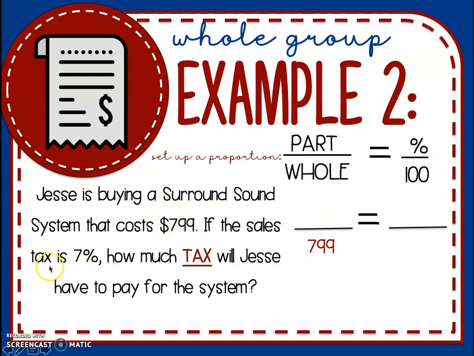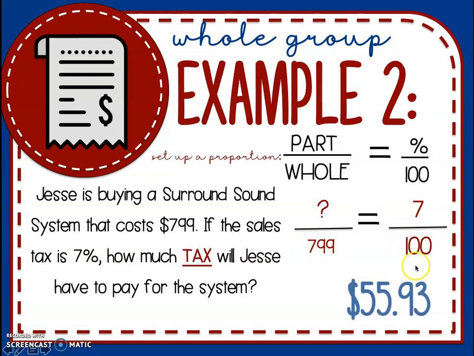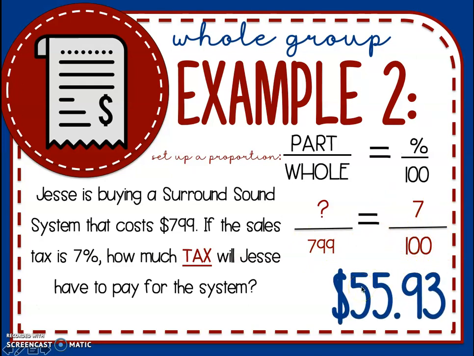Okay, the sales tax is 7%. We know that percent is always out of 100, so this spot's going to be 100, and 7 is going to be our percent. Our question mark goes here because we're looking for what part would be considered the tax. And now we're just going to cross multiply and divide. We're going to cross multiply 799 times 7, and then divide by 100. When we do that, we get that the tax he would pay is $55.93.